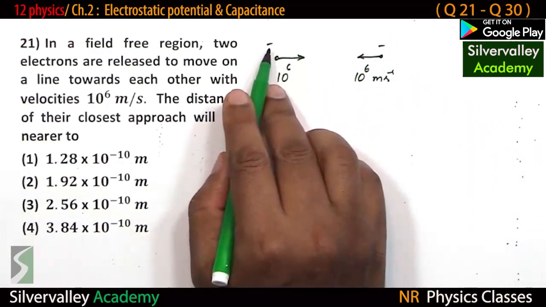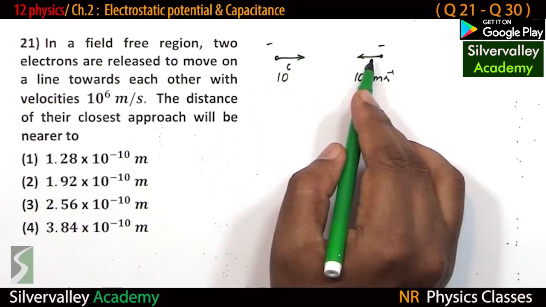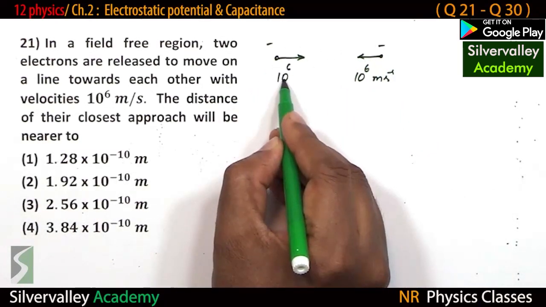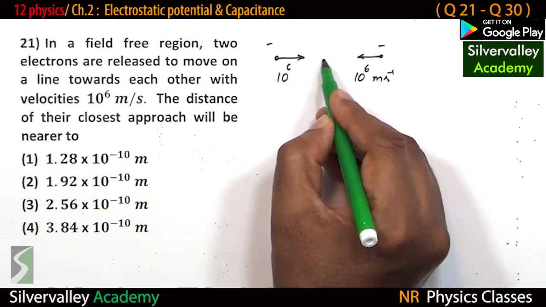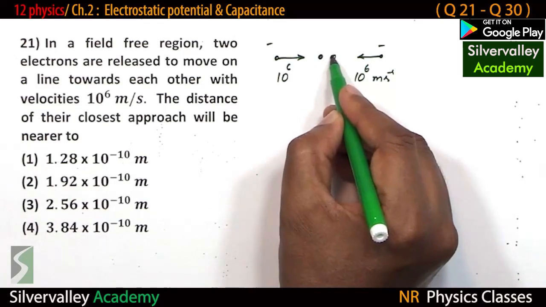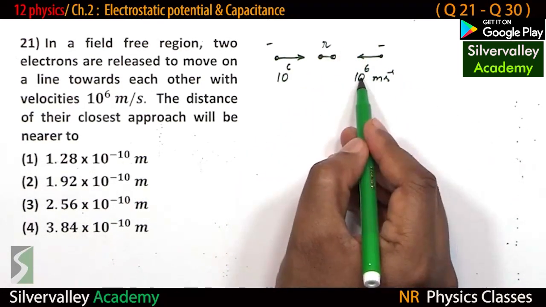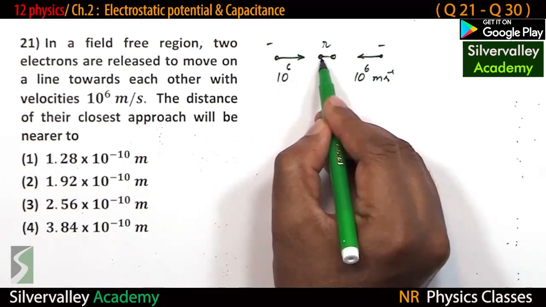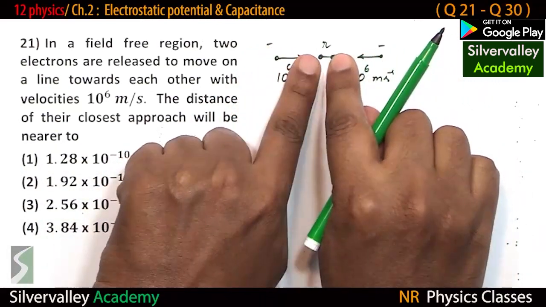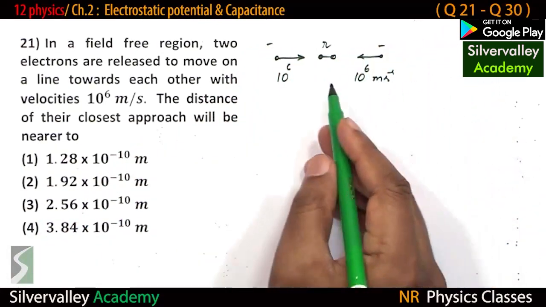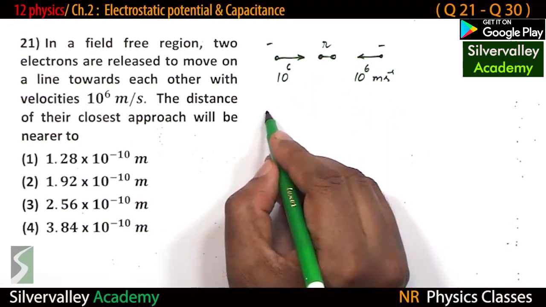Since both are negatively charged, like charges, there is repulsion. Because of the kinetic energy possessed by the electrons, they move towards each other, and somewhere here at a distance, say r, this kinetic energy is equal to the potential energy of the system. So we have to equate kinetic energy with potential energy.